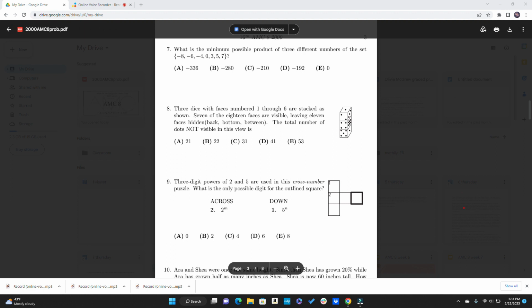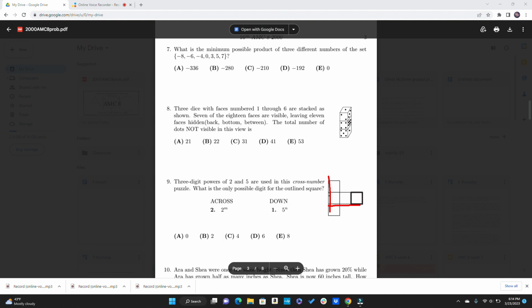Okay, so we need to figure out some number that's 2 to the m that fits into the across box, and some number that's 5 to the n down. So basically, they're asking us for powers of 2 and powers of 5, right? So what are some 3-digit, because it needs 3-digit powers of 2.